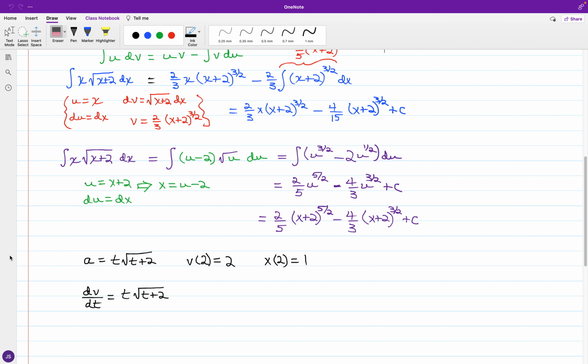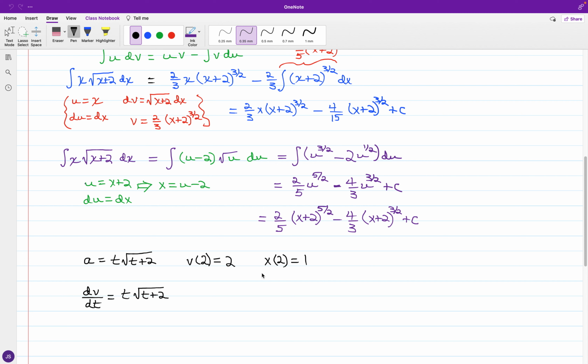Okay, now sort of fresh off of the integrals we looked at, I'm going to apply, again, the integration by substitution last example, and carry this over to the realm of the physics properties of acceleration, velocity, and distance. Let's say we have conditions whereupon a is equal to t times the square root of t plus 2, and at time t equal to 2, the velocity is equal to 2, and likewise at t equal to 2, the distance is equal to 1.